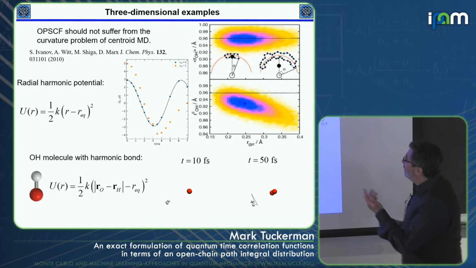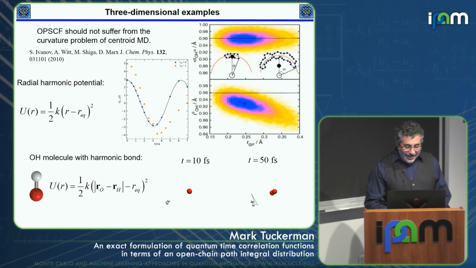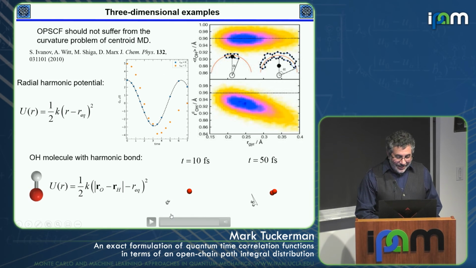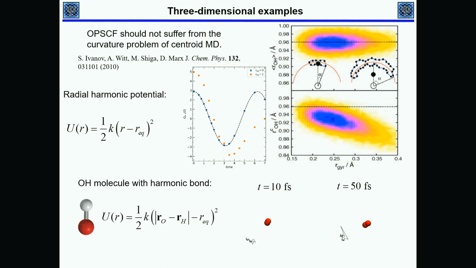And just for fun, we did a molecule. And I can show you what these open chains look like at different time points. So this is what the open chain is doing for this OH molecule at 10 femtoseconds. Okay, so the sampling looks kind of weird, but it's also kind of cool. And of course, as you go to longer time, the chains get longer. And so that's the kind of space that you're sampling, again for this radial potential.